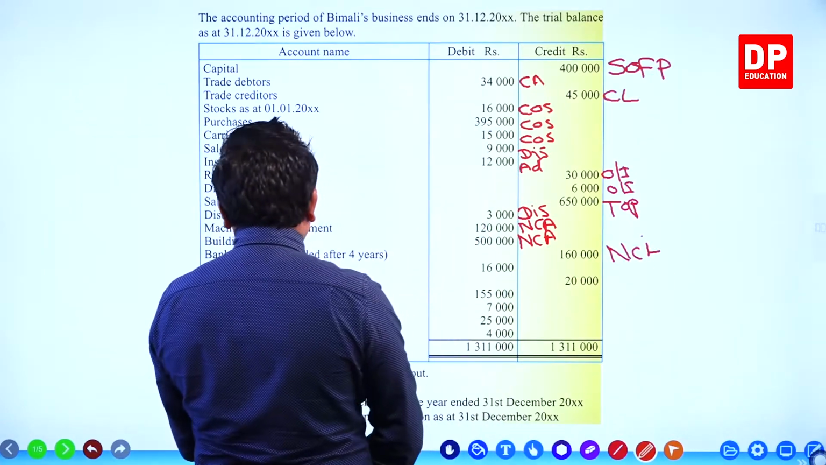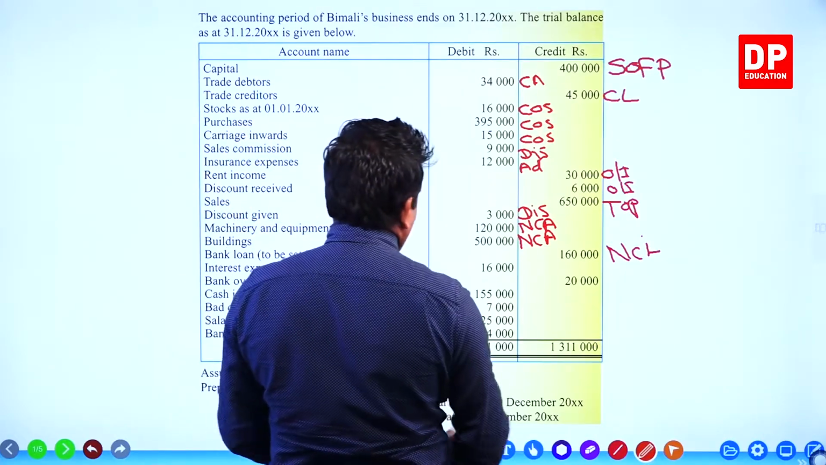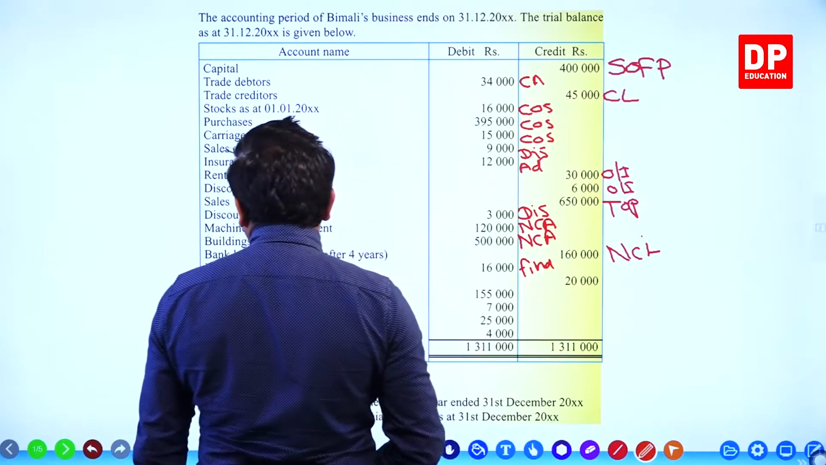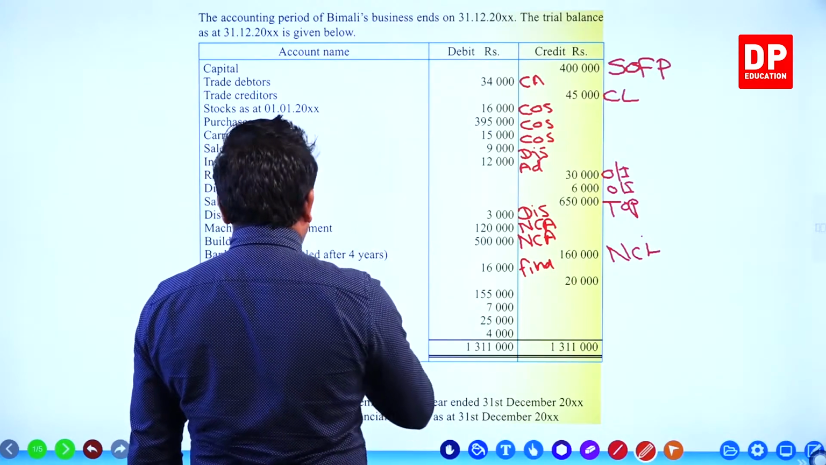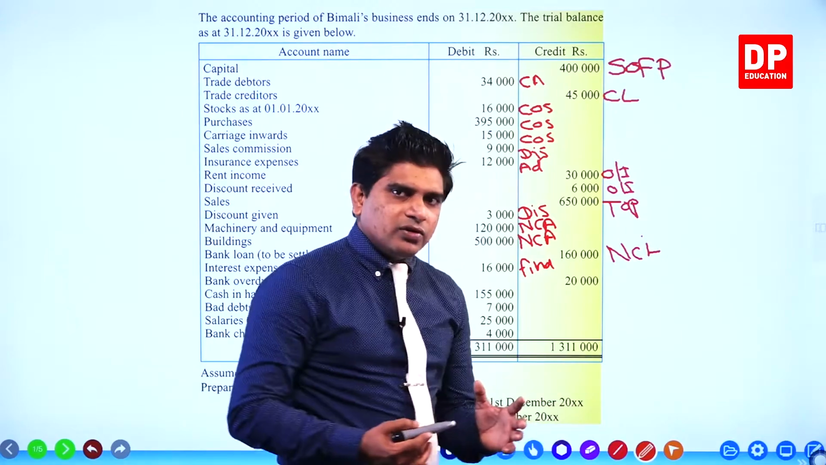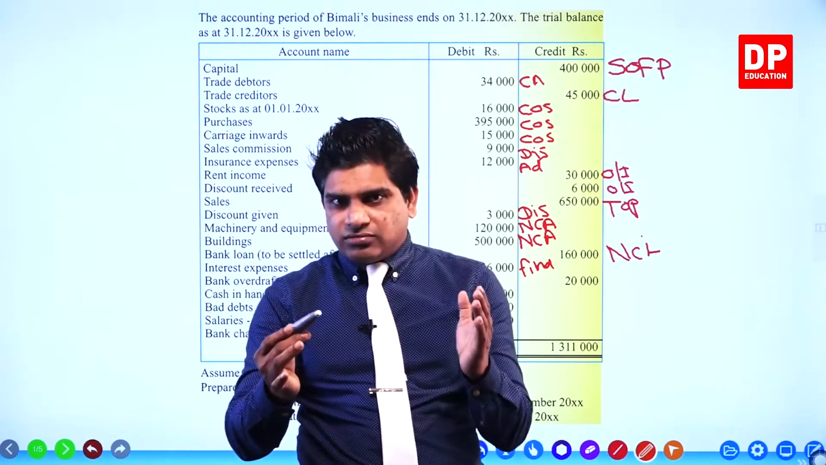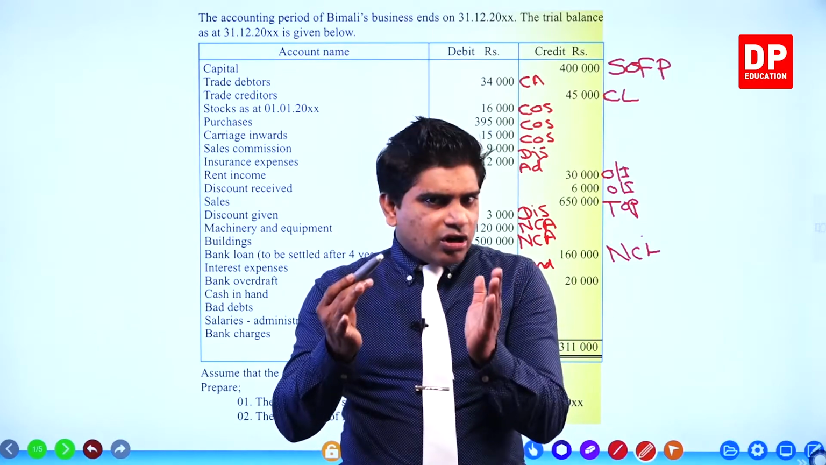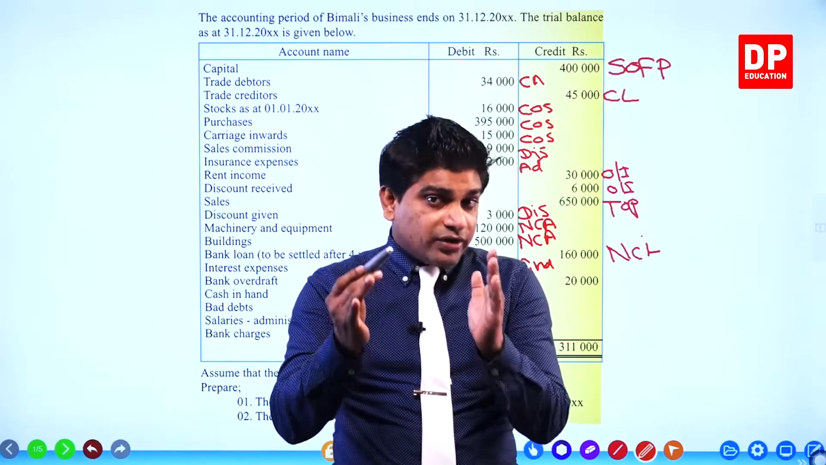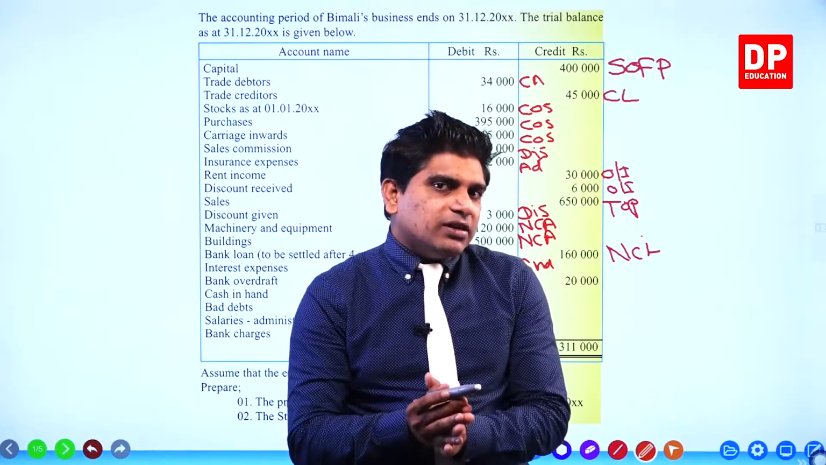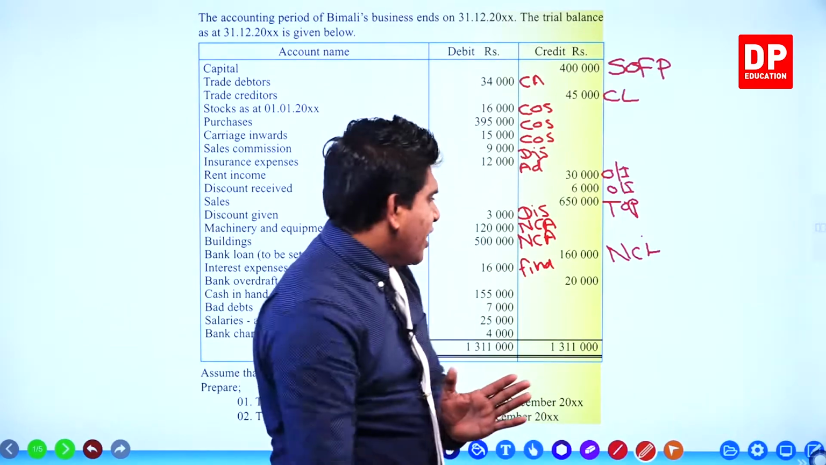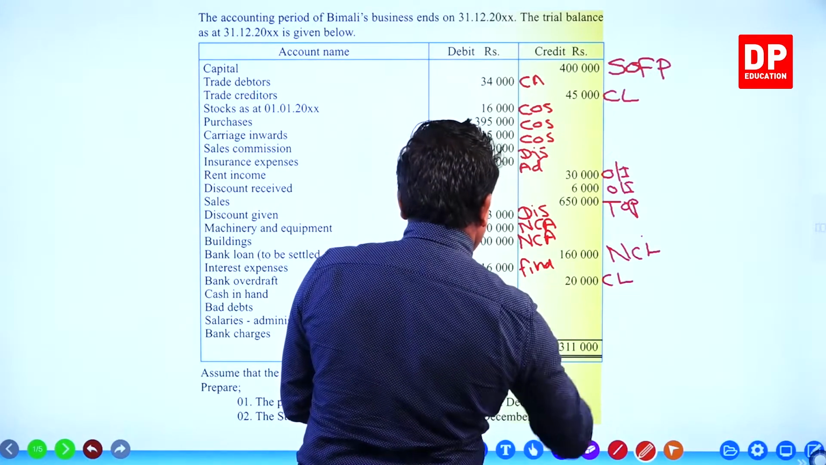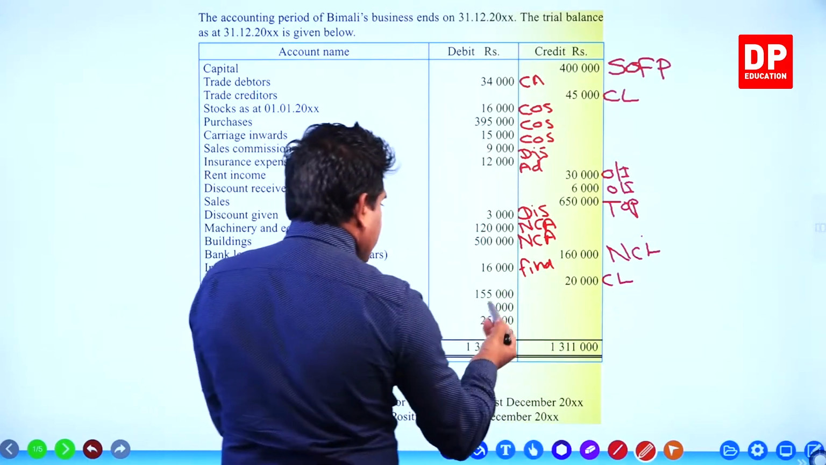Non-current liability. Interest expense, yeah, it's financial expense. Then bank overdraft. You know the bank overdraft. Overdraft means you have to pay short term. The bank will allow a short term loan for you if you have a current account, right? It's short term liability. Where? Current liability, right? Overdraft, current liability, CL.